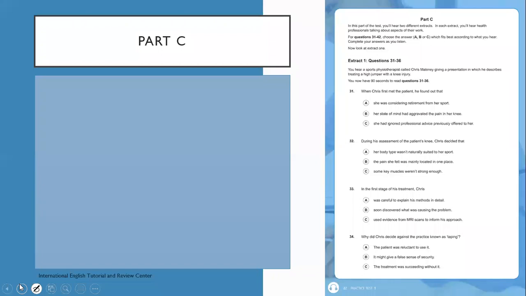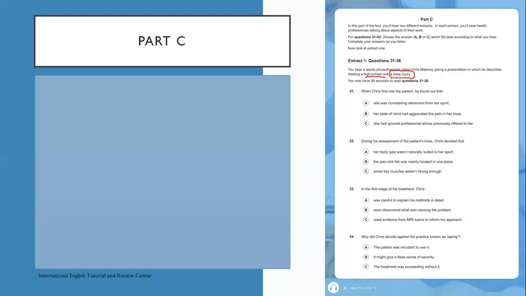Okay, part C, you will hear 2 different presentations or interviews. And in each interview, the speaker would discuss a particular disease, a situation or a problem. For example, we have here, you hear a physiotherapist called Chris Maloney giving a presentation in which he described treating a high jumper with knee injury.